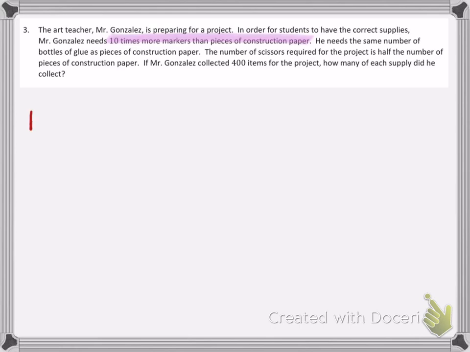We're going to have markers and construction paper, and we need to assign a variable to these things. And these are supplies, so I'm just going to call it S. So the number of markers is 10 times the number of construction paper. So if we call construction paper S, then markers has to be 10 times S, or 10S.